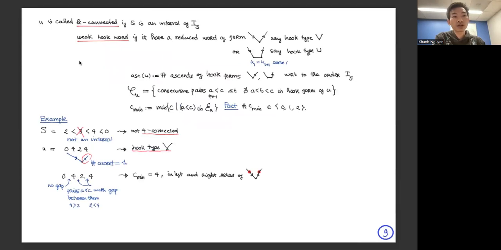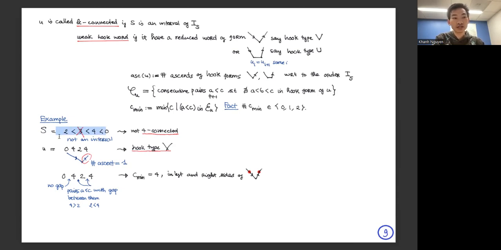Now we call a word S k-connected if S is an interval of I_S. So for example, in the previous example, you take S equal 2, 4, and 0. And you already know that I_S is this one: 2 less than 3 less than 4 and less than 0.